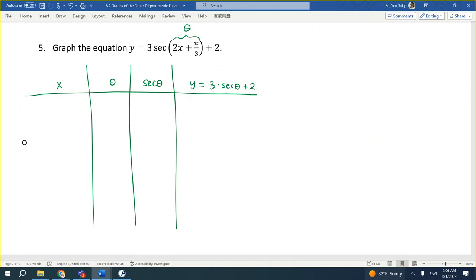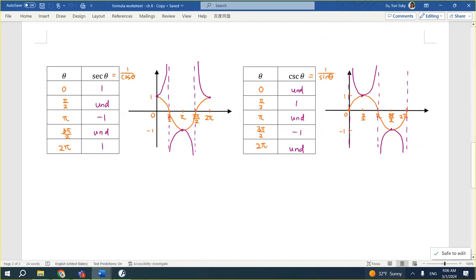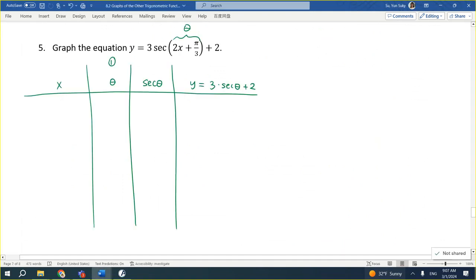Let me grab the 6 trig functions. Set up the table. Okay, x, theta, and then it depends on the trig function. In this case, we're talking about the secant. So secant theta and then the y. Step 1, fill in the theta column. So this is why you need the sheet. The theta column is 0, pi over 2, pi, 3 pi over 2, and 2 pi. Is that okay, everybody?